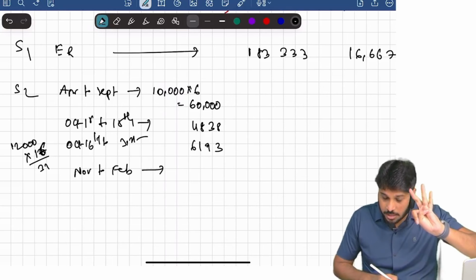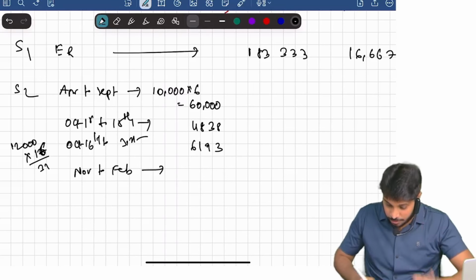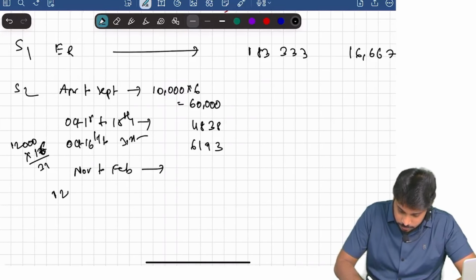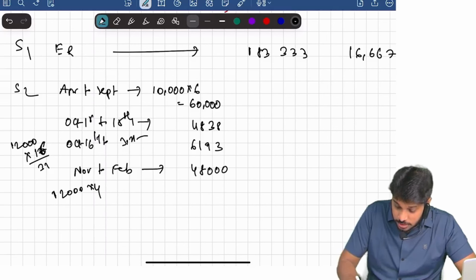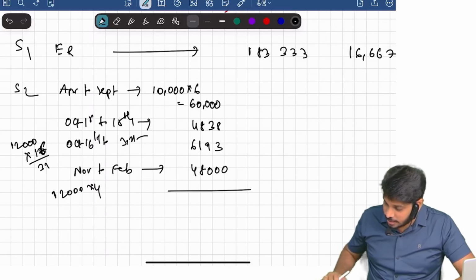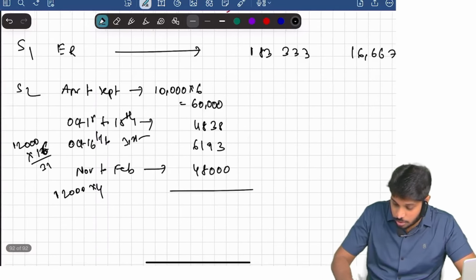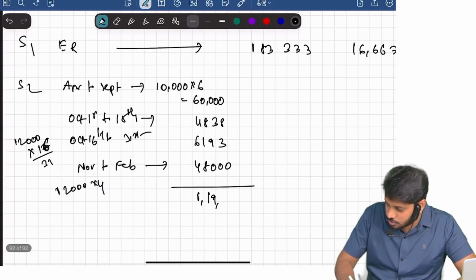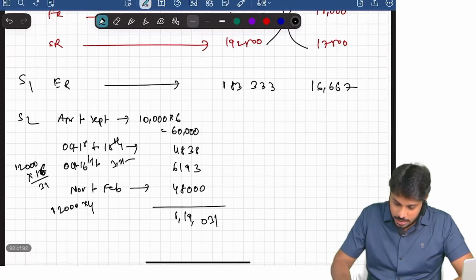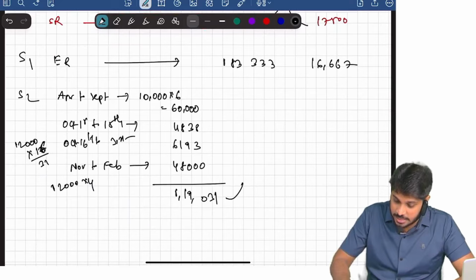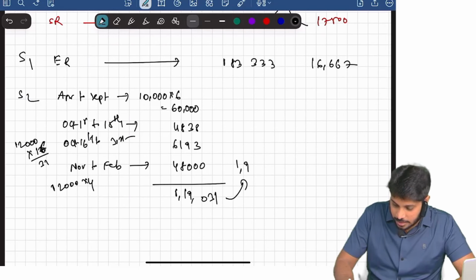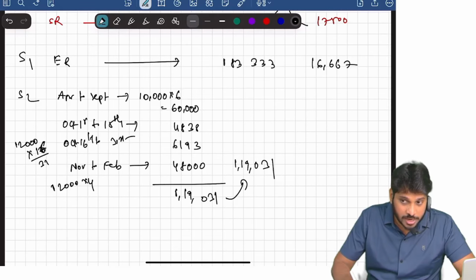Then again November to February only. November, December, Jan, Feb, 4 months into 12,000 is equal to 48,000. This is actual rent receivable. Correct? 60,000 plus 4,838 plus 6,193 plus 48,000 is equal to 1,19,031. Now expected rent of Mr. X is 1,19,031. Remember, there is no vacancy here.